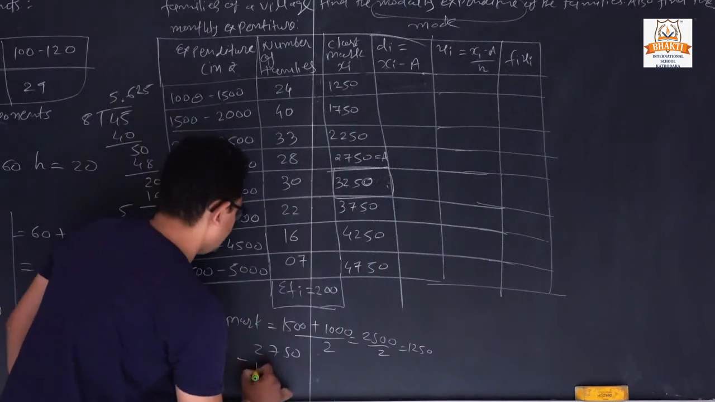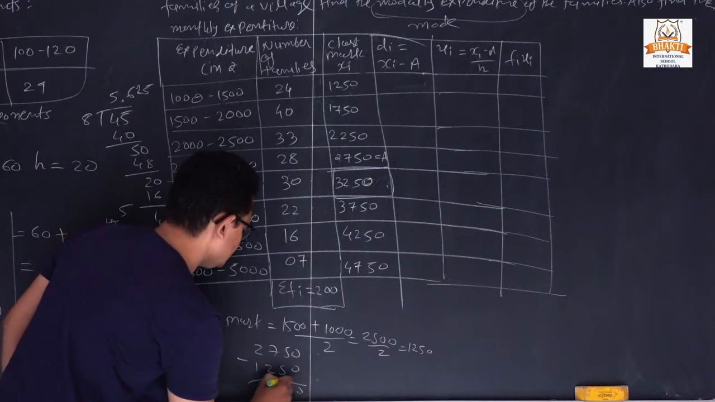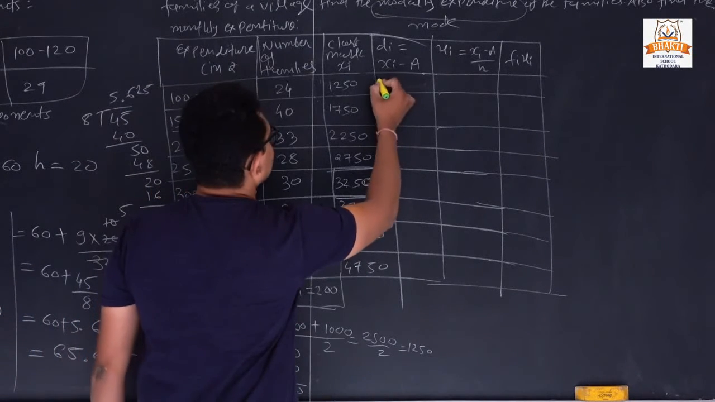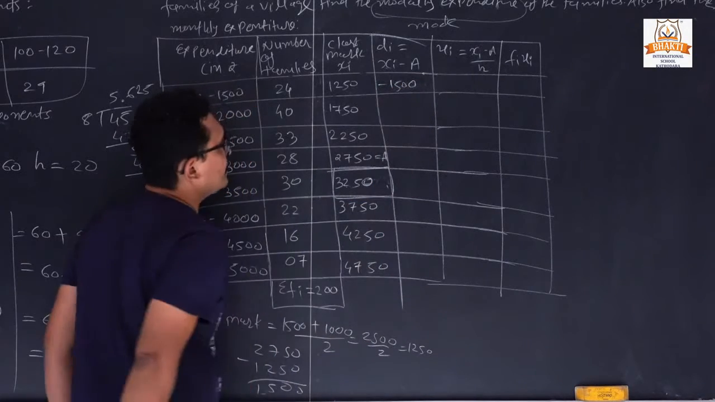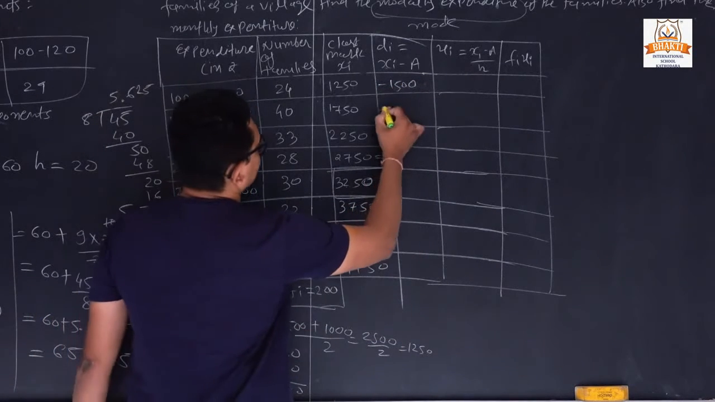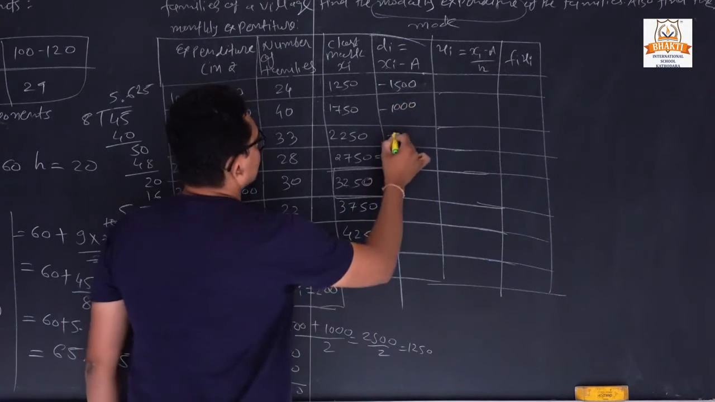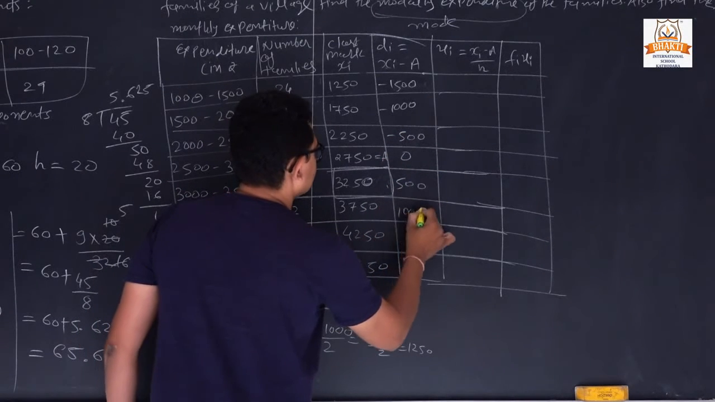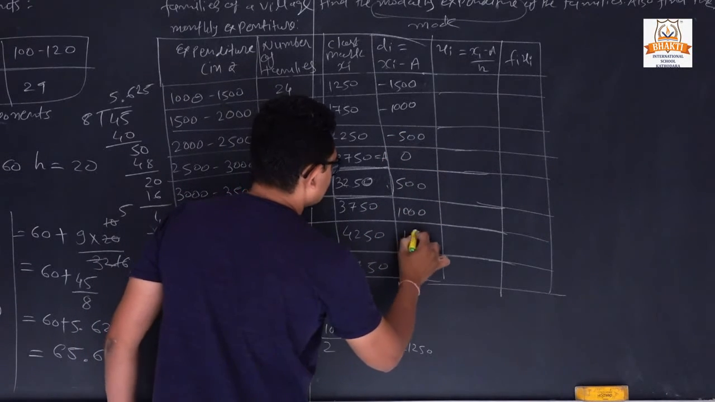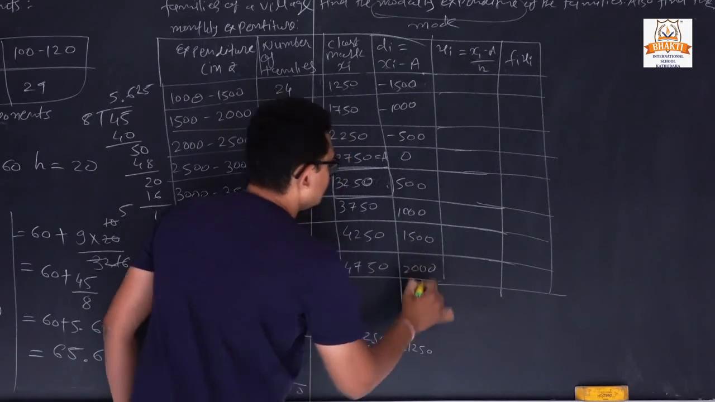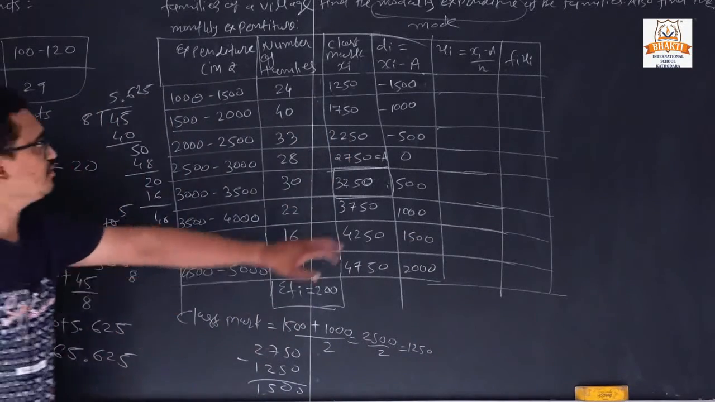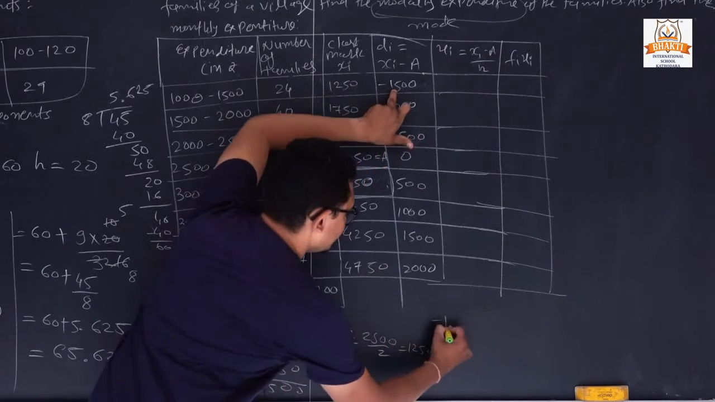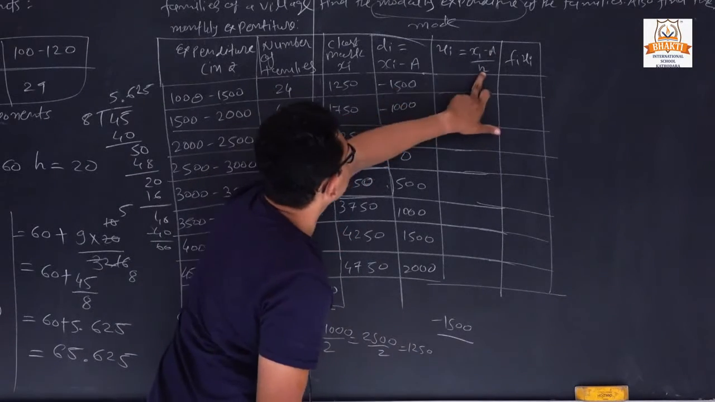2750 minus 1250, 1500. So here we can get minus 1500, then minus 1000, then minus 500, then 0, 500, 1000, then 1500 and 2000. Now what is the value of ui? Xi minus A. So 1000 minus 1500 is divided by h.